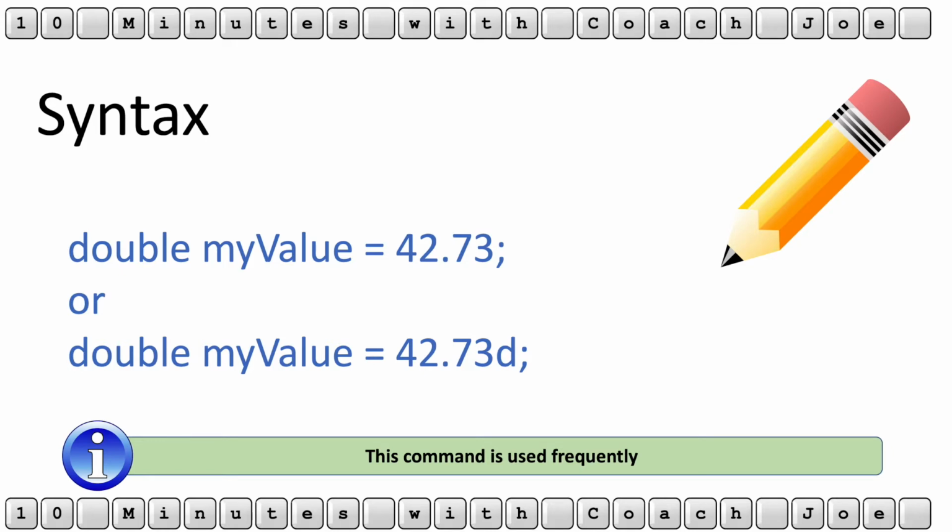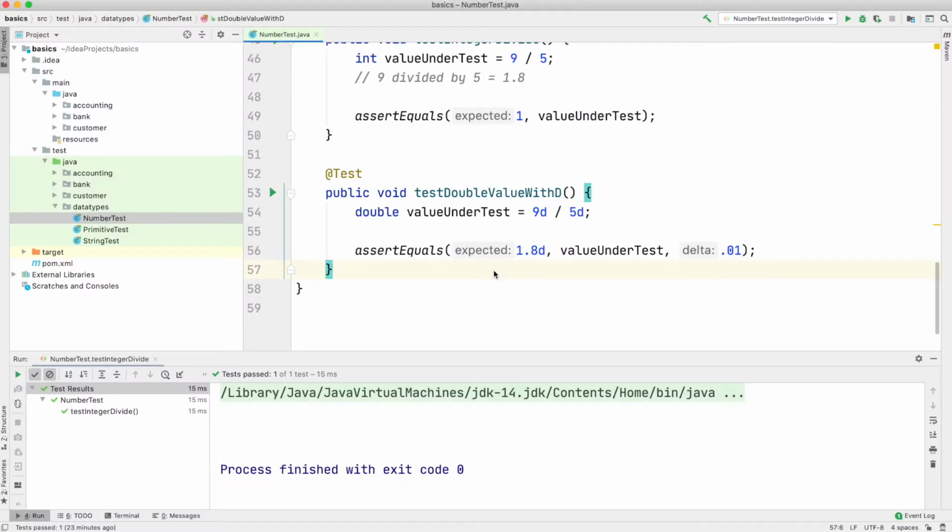The default data type for a number with a decimal point is double, so declaring D after the number is optional. In this test, we'll divide 9 by 5 and check to make sure the result is 1.8. This test should pass.